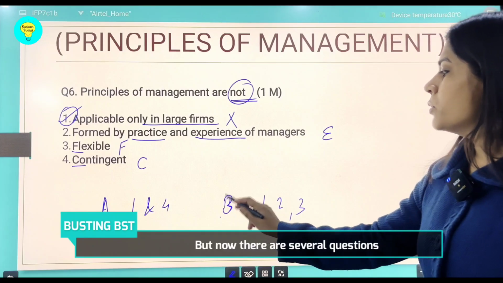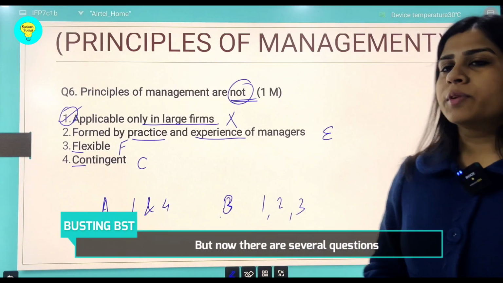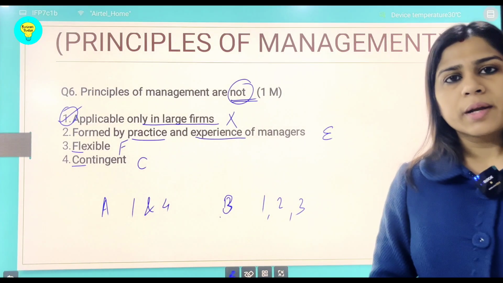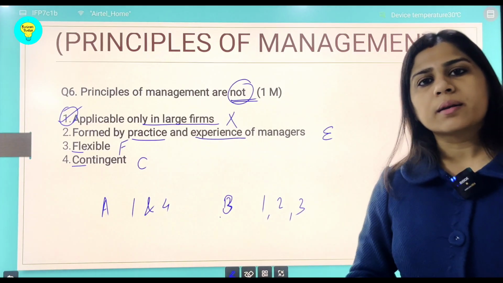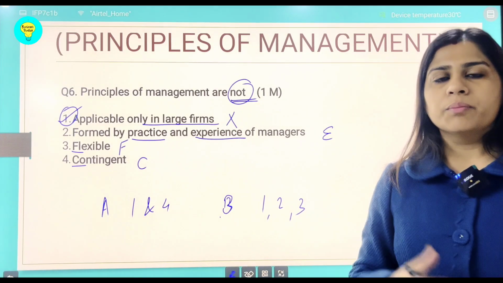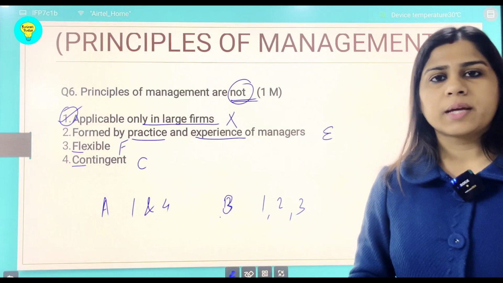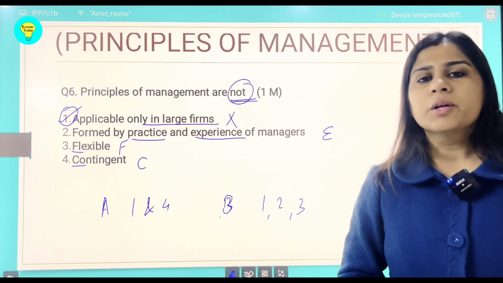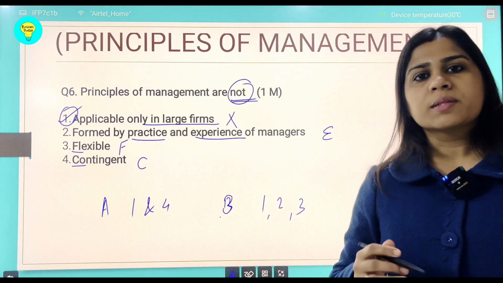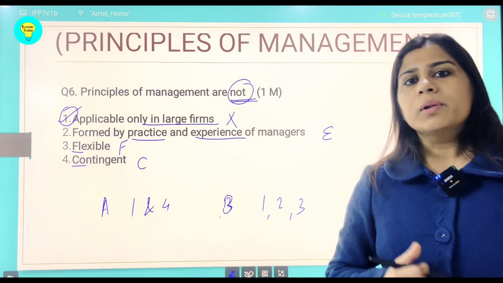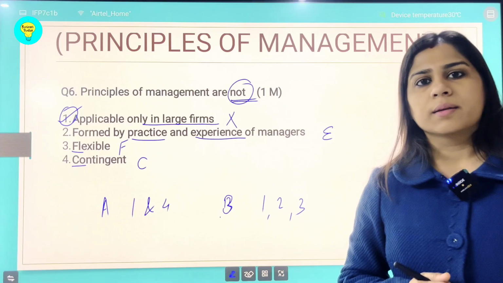So you have to have a clear-cut understanding of the concept first of all, so that you don't get perplexed, and secondly you must have a habit of reading the entire question, maybe in the reading time or during the time you are attempting that particular question. So never jump into the answers right after reading the first option. You must have a glance over all the options before you write any answer. Thank you.